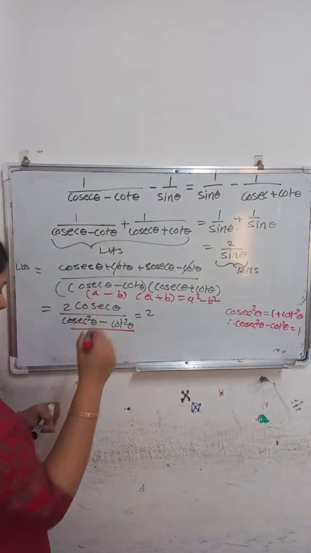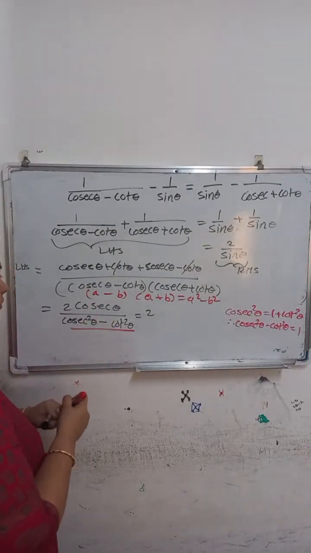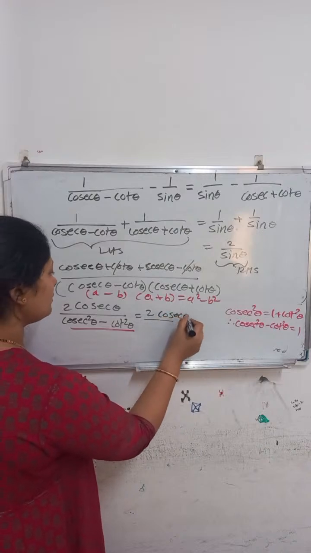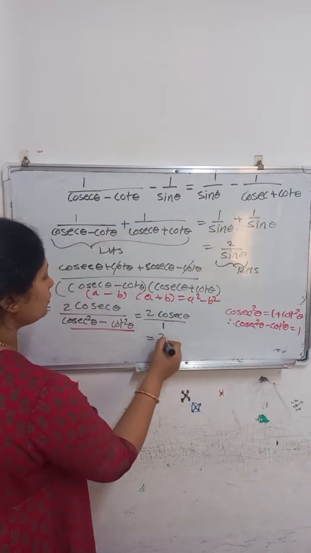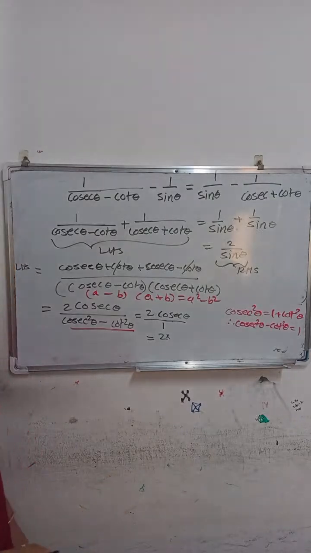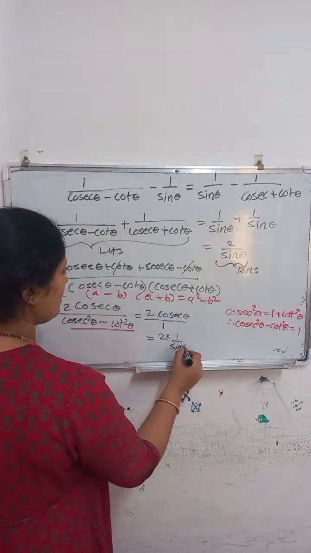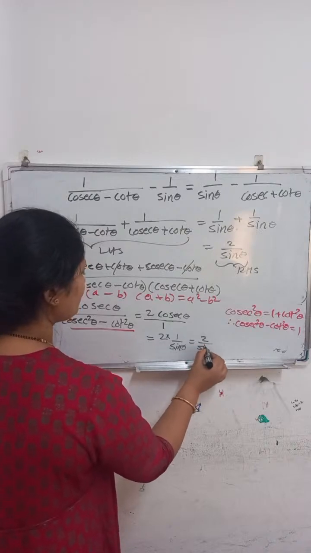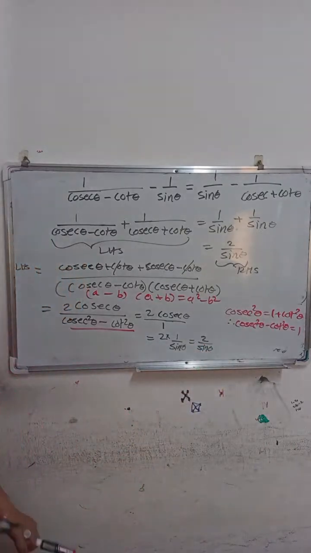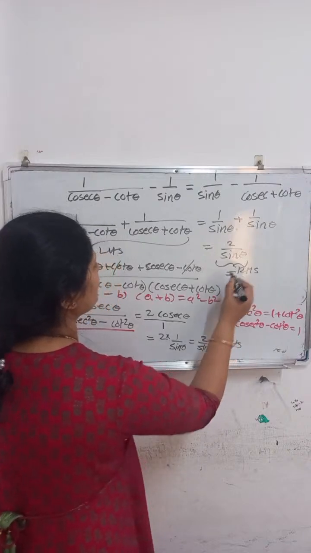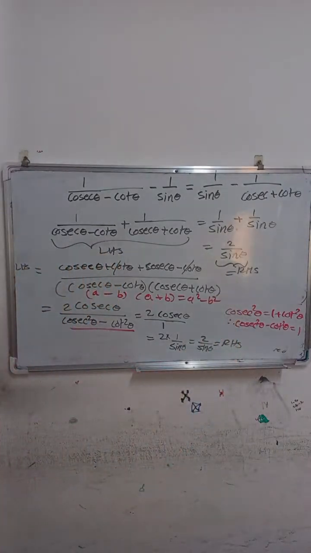So this term comes as 1. So 2 cosec theta upon 1. 2 into cosec is nothing but 2 times 1 by sine theta, so we will get 2 by sine theta. That's it. This is the answer, and this is our RHS, and hence we proved it. Can you get this?